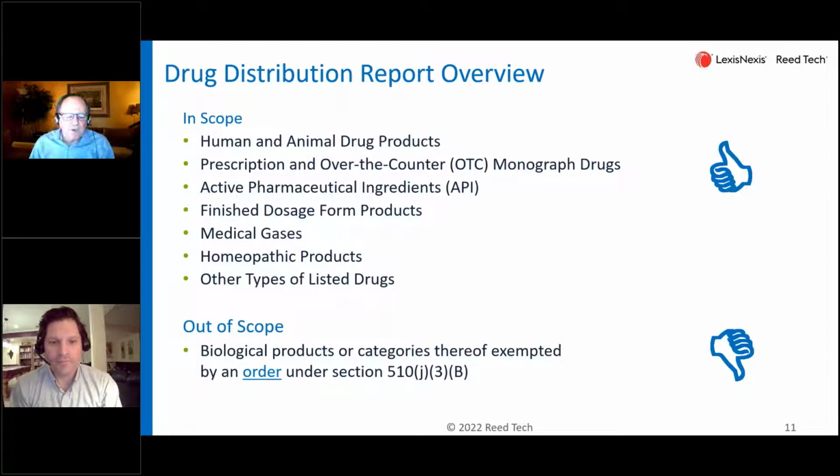Now, there is a provision for the FDA to exempt some products. There is actually one order in place right now that affects 2 biologic products. If I remember right, they have to do with genes and also blood transfusions. So those 2 have been carved out. That's the only 2 that the FDA has mentioned at this point in time. So by default, all those other products that are listed would need to submit a drug distribution report.